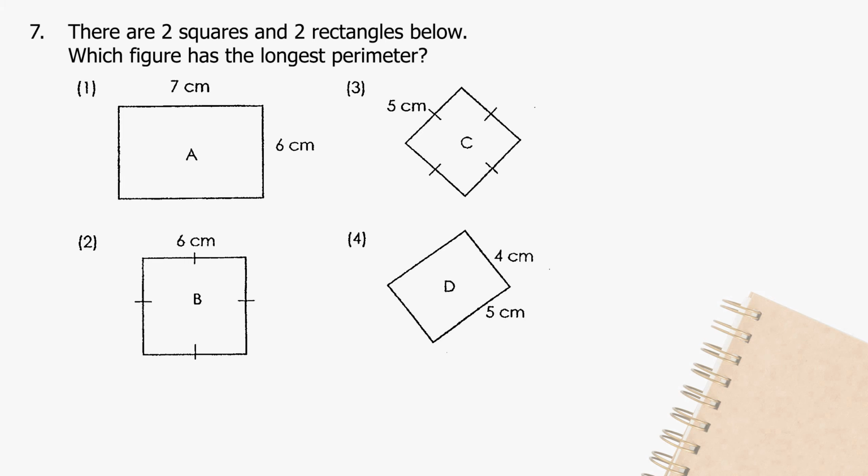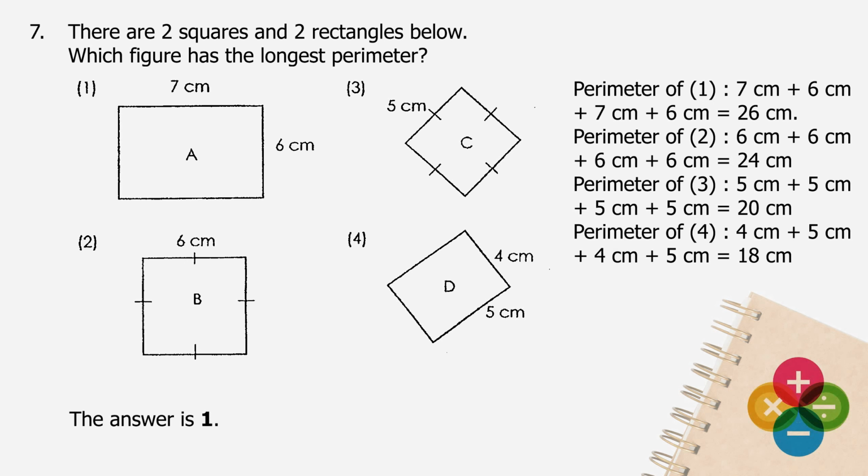Question 7. There are 2 squares and 2 rectangles below. Which figure has the longest perimeter? The perimeter of figure 1 will be add 7 cm to 6 cm, and to 7 cm, and to 6 cm, and the sum is 26 cm. The perimeter of figure 2 will be add 6 cm to 6 cm, and to 6 cm, and to 6 cm, and the sum is 24 cm.